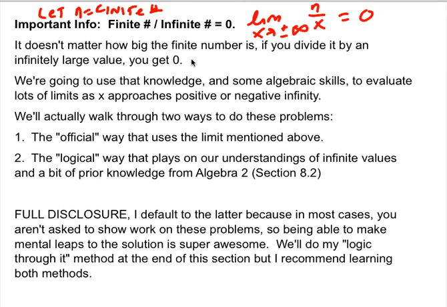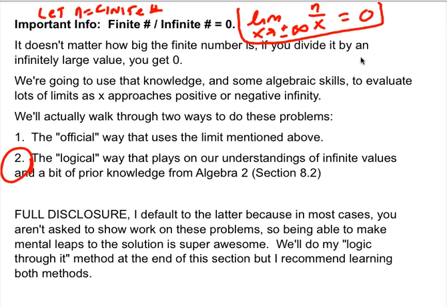So we're going to walk through these problems in two different ways. The first way is the official way that uses this limit that I wrote in red, to knock out a bunch of terms until you're able to simplify this into a number. The second way is a logical way that plays on our understanding of what infinity does and what infinite values do, and also plays a little on prior knowledge from Algebra 2. Full disclosure, I default to this unless I'm required to show work on a free response.